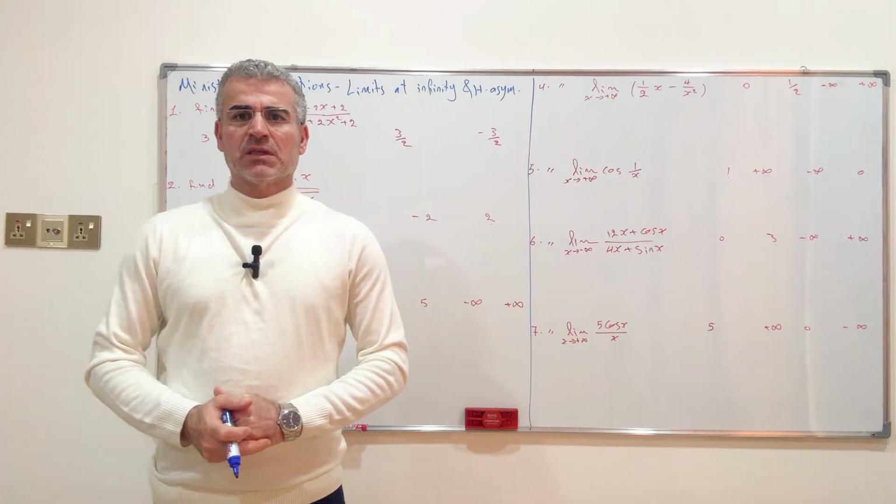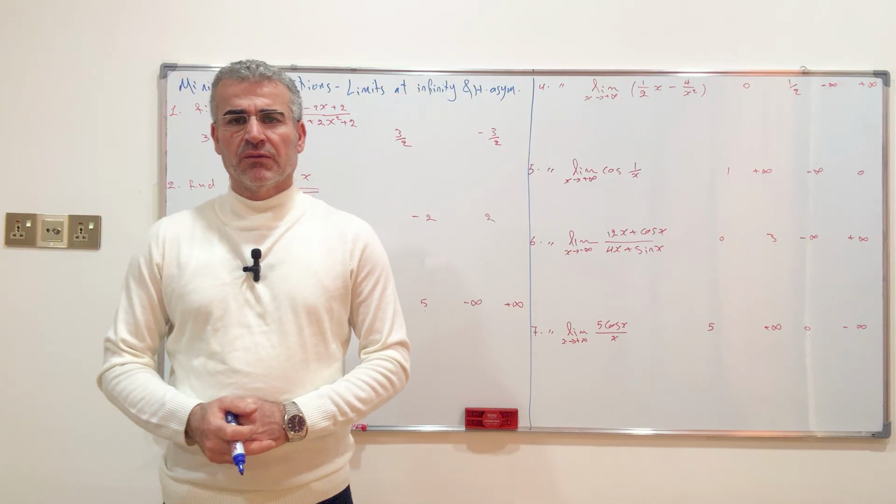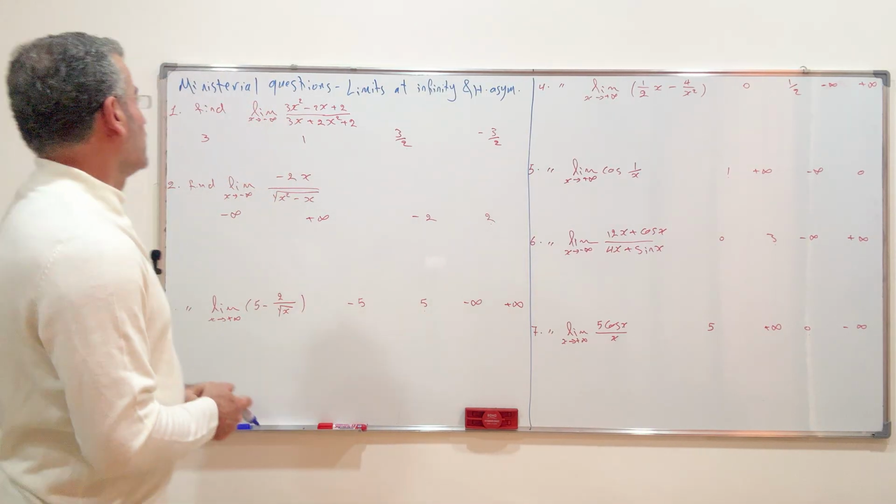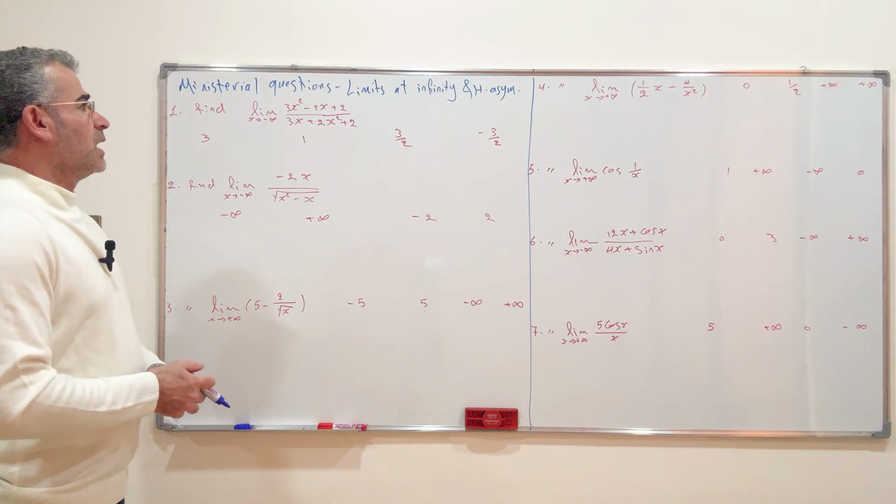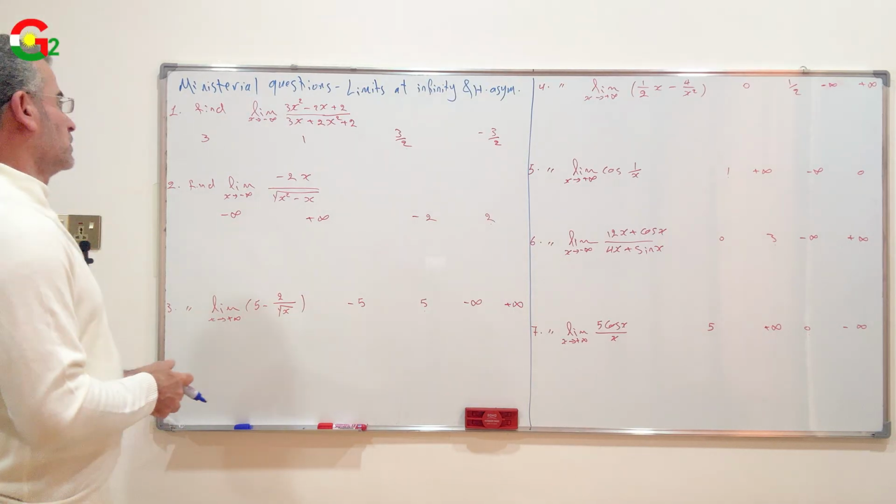Hello everyone. In this lesson I will solve the ministerial question of lesson 4.3, limits at infinity and horizontal asymptotes.